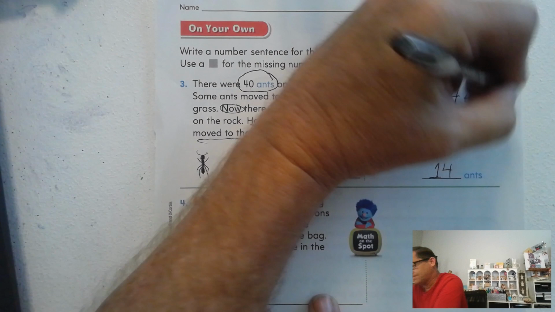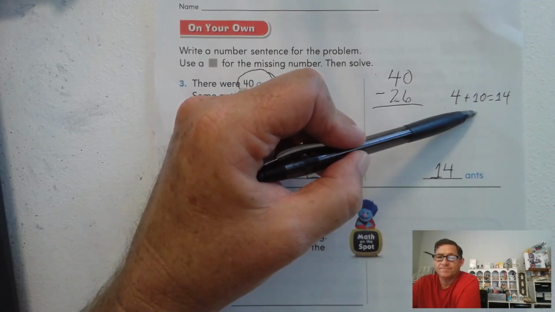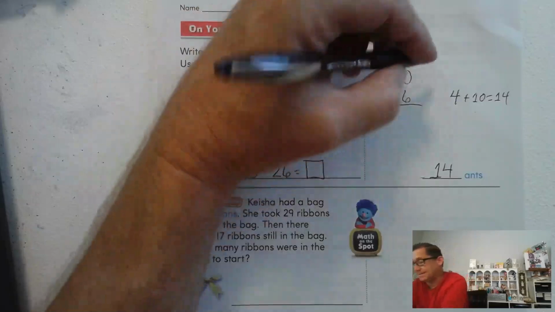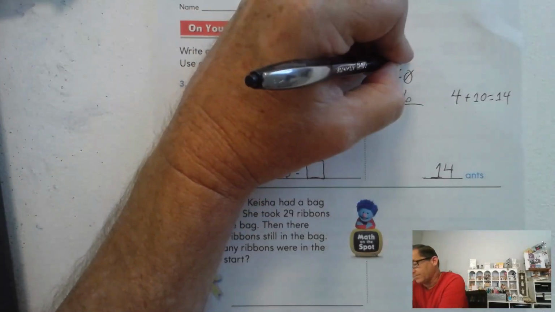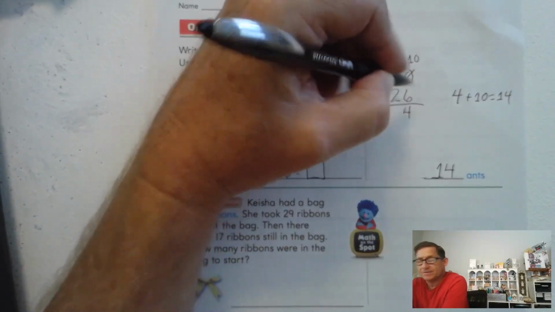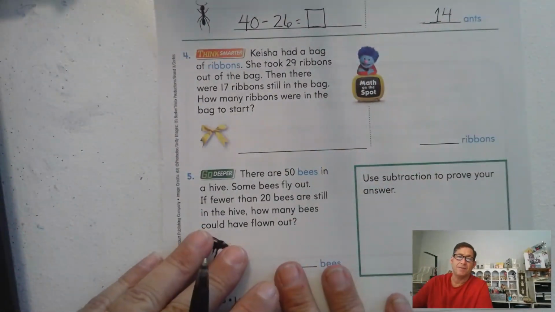So what we did was we went 26 plus 4, 30. 30 plus 10, 40. 10 plus 4 is 14. So there were 14 ants. If we regrouped, 10 take away 6 is 4. 3 tens take away 2 tens, 1 ten.